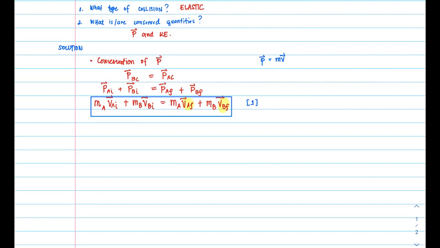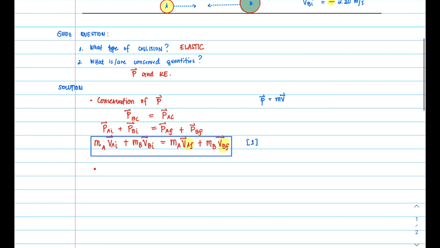So this is where we search for the second equation. Where do we get the second equation? Simply, we will base it on the quantities that are conserved. From the first one, we have already used the conservation of momentum. So the next one is we will simply make use of the conservation of kinetic energy.